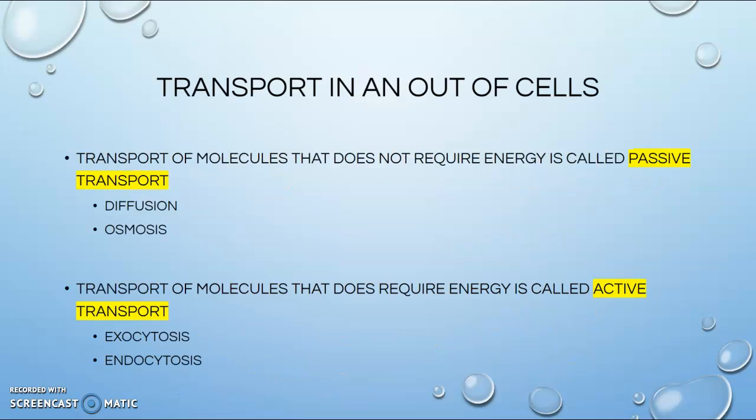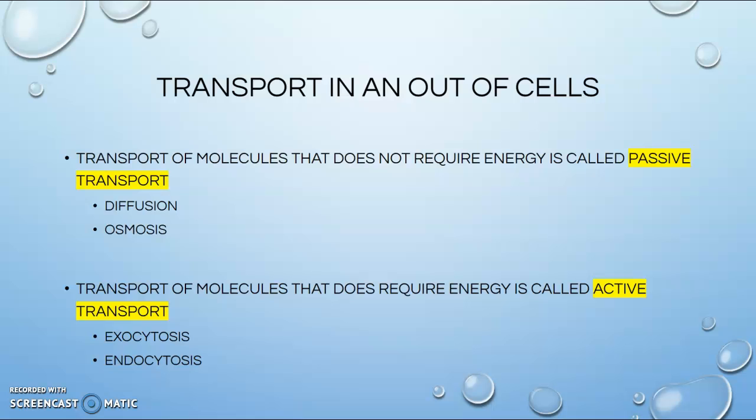So there are 2 types of transport. The first is called passive transport, and that's where we talk about diffusion and osmosis. Neither of those 2 require energy. So they're always transferring molecules that are smaller or small enough to fit through the cell membrane.